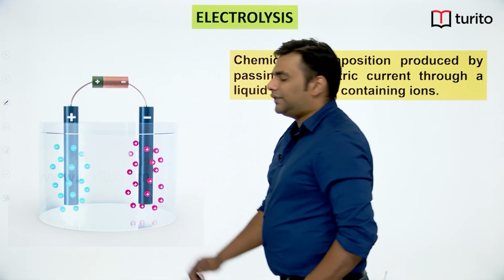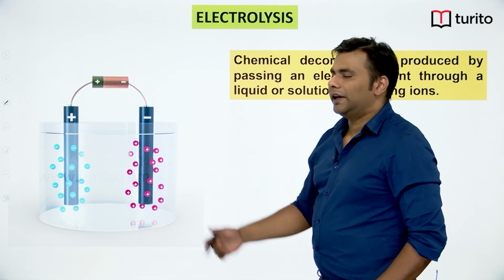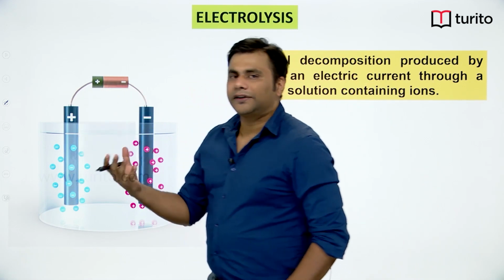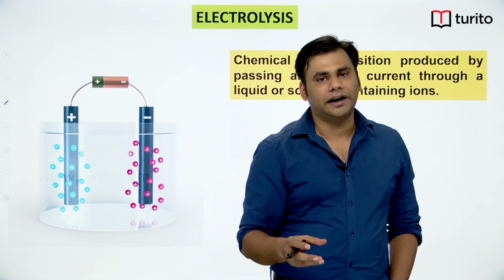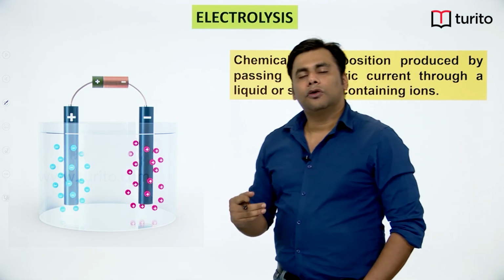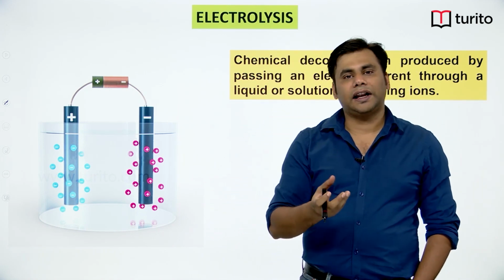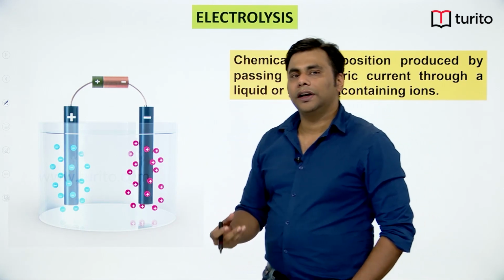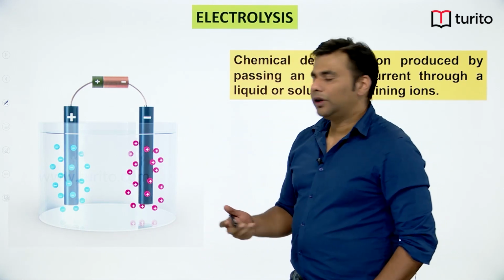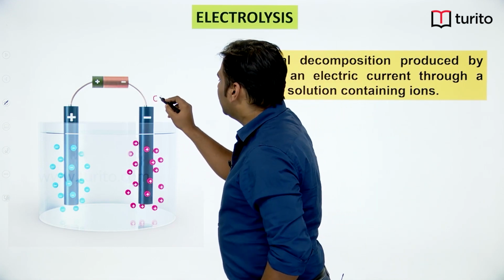Suppose we are taking any electrolyte, say AB, and we are passing current through it. The AB electrolyte would break into A plus and B minus. Now this A plus is a cation, so a cation generally migrates toward the cathode. The cathode here would be negatively charged. So this terminal is your cathode.